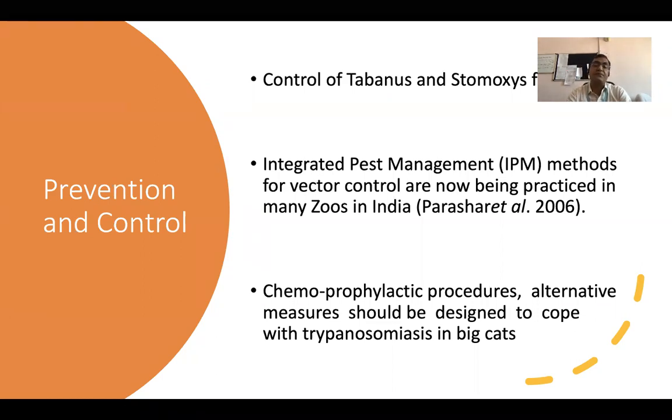So in the absence of a vaccine, as you have read in domestic animals, we can go for a chemoprophylactic procedure. We give a dose of quinapyramine to the susceptible animals, the animals that are highly susceptible to trypanosoma. I think recently, one month back, our zoo went for this chemoprophylactic treatment. So although this is a treatment, as you might know, this drug can be used in a clinical way as well as for preventive measures. Alternative measures should be designed to cope with trypanosomiasis in big cats.